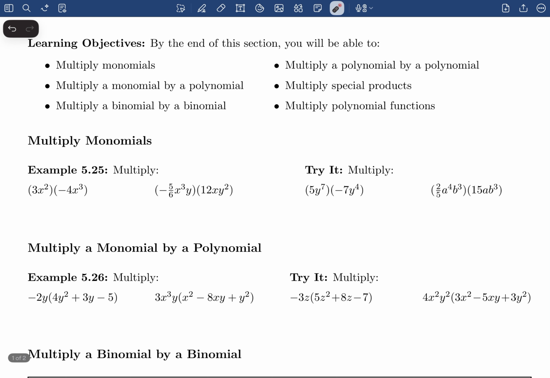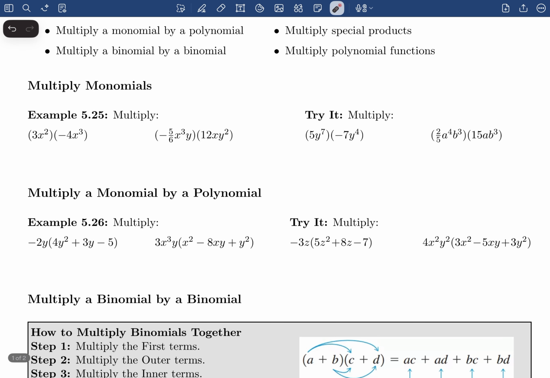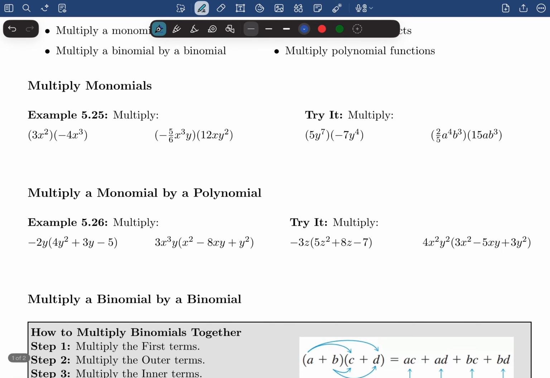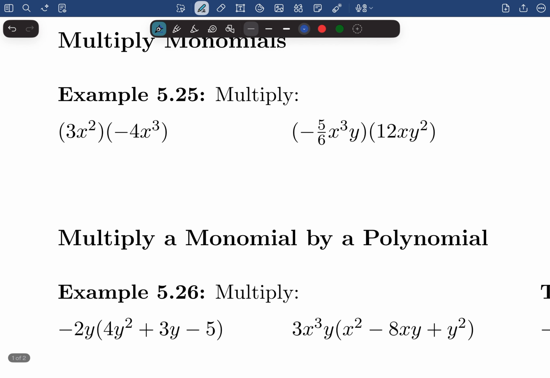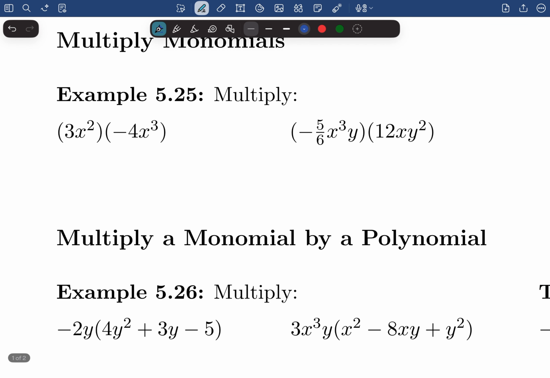So let's begin with example 5.25, which is multiplying two monomials together. Here's a monomial multiplied by another monomial, and let's dig into how to do that. When I see 3x squared times negative 4x cubed, I like to rewrite things. Since this is all multiplication, I could take 3 and multiply it by negative 4 and multiply that by x squared and multiply that with x cubed.